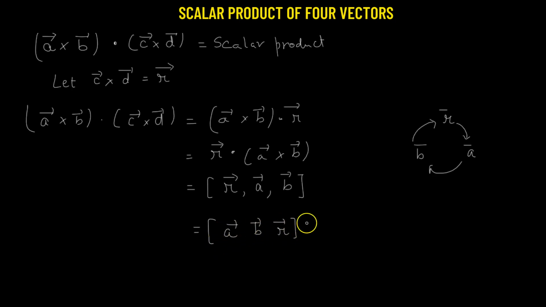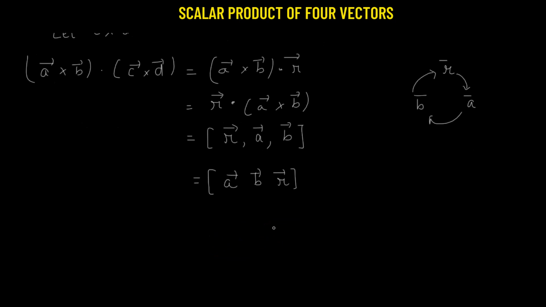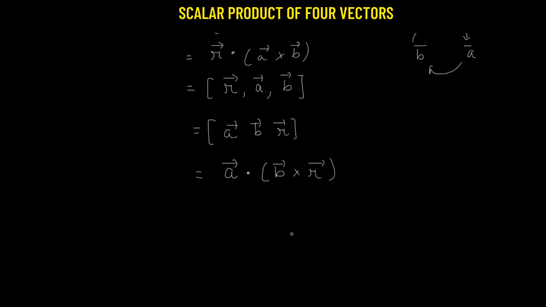Now that we have this particular form, we will again expand it. So this will become vector A dotted with B vector cross R vector. The whole reason for doing this is that now we will use the value of vector R. So that is B vector crossed with R vector, which is C cross D. And what we have here within the parenthesis is the vector triple product between vectors B, C, and D.